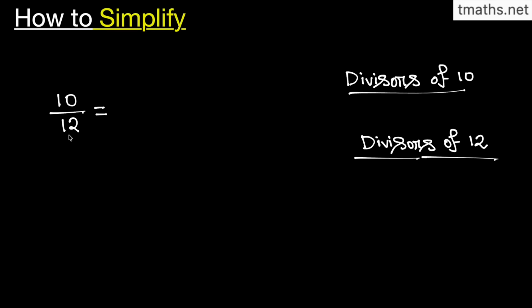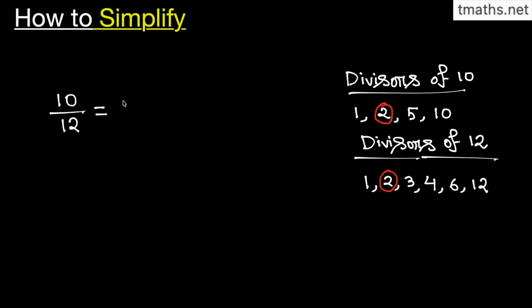Let's learn how to simplify 10 over 12 into its simplest form. To do this, at first we'll write down the divisors of 10, which are 1, 2, 5 and 10. Whereas the divisors of 12 are 1, 2, 3, 4, 6 and 12. Now see that among these two lists, 2 is the greatest one which is present in both lists.